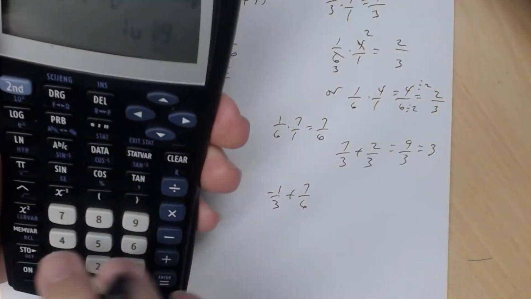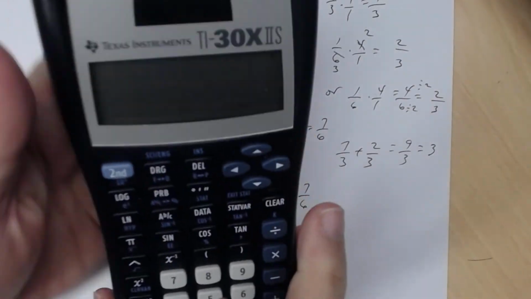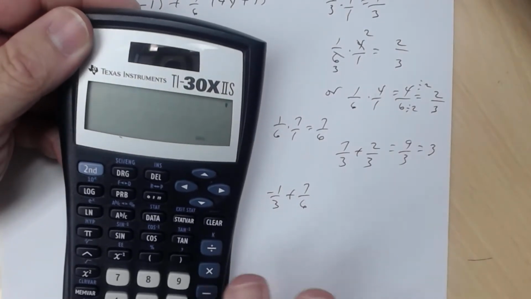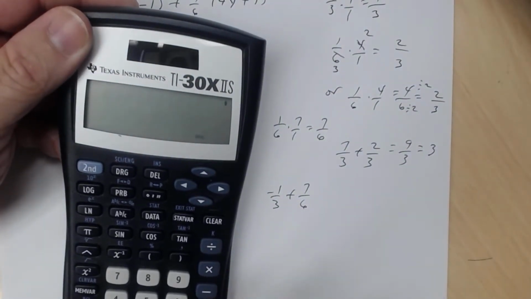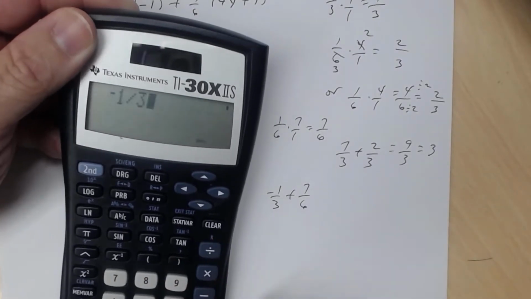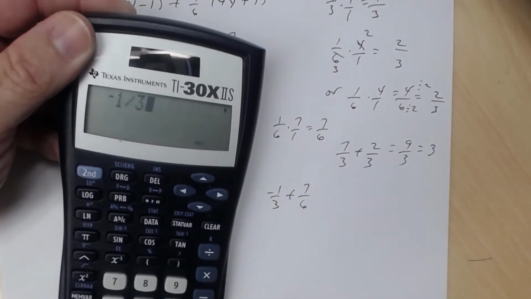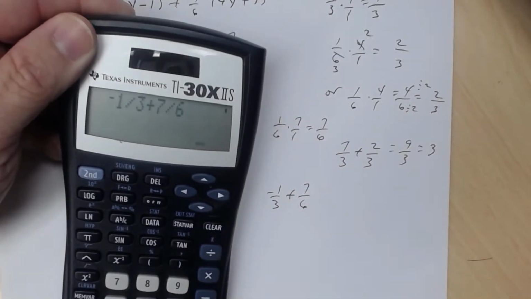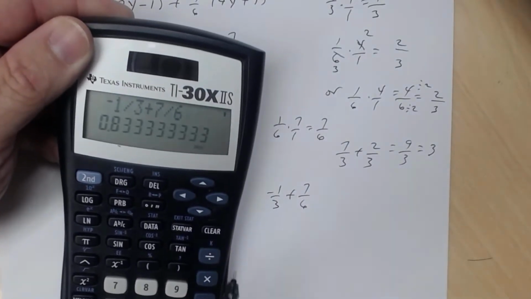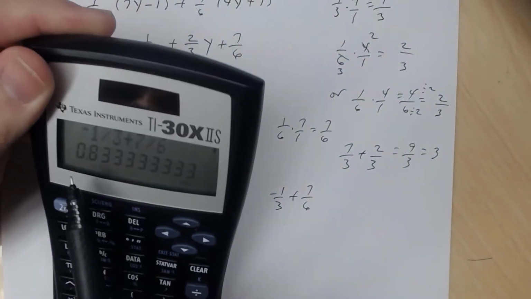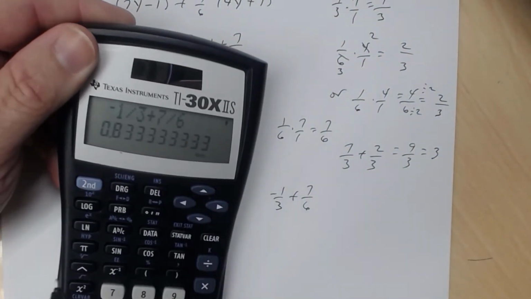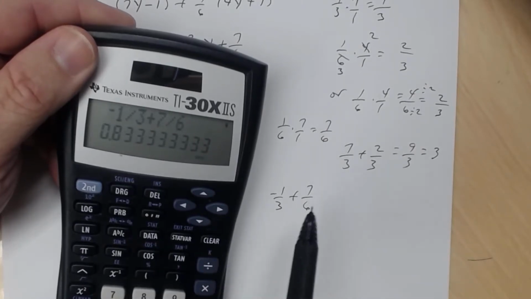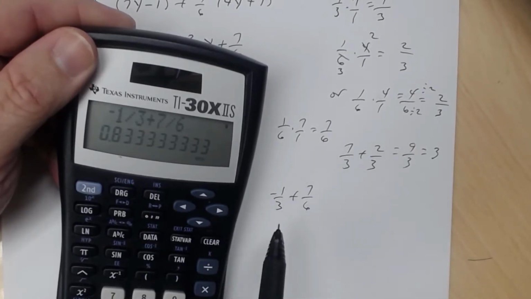So remember, this is the calculator you're supposed to have in class. If you have a different calculator, make sure you know how to use it. So you're going to say negative 1 divided by 3, plus 7 divided by 6, and then press equal. So when I press equal, I get this decimal, 0.8333 repeating. But you don't want to leave it as a decimal. You want to rewrite it back as a fraction.